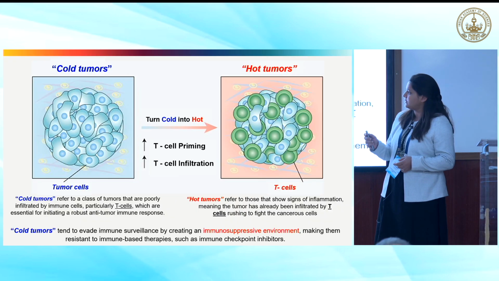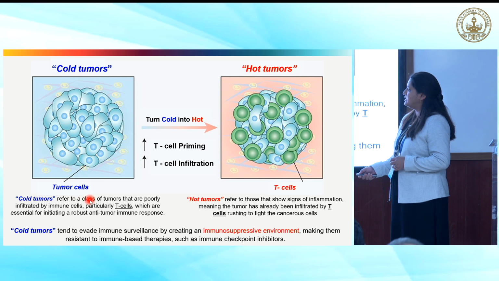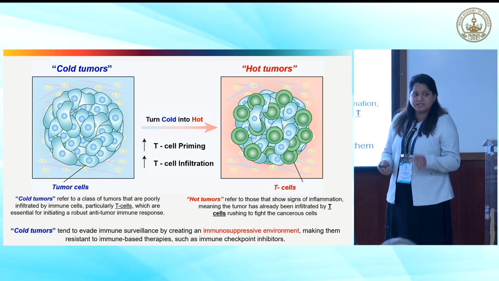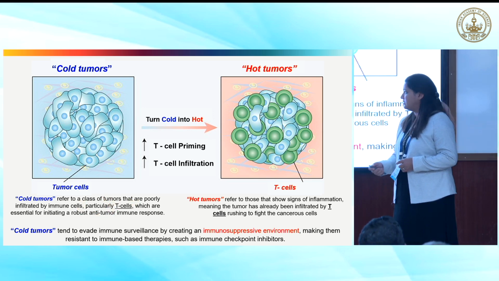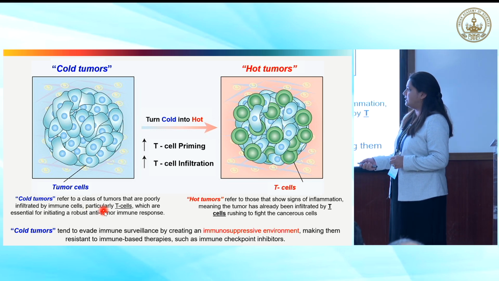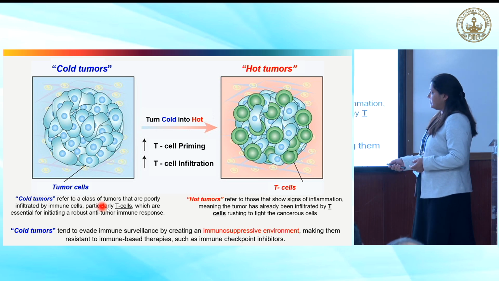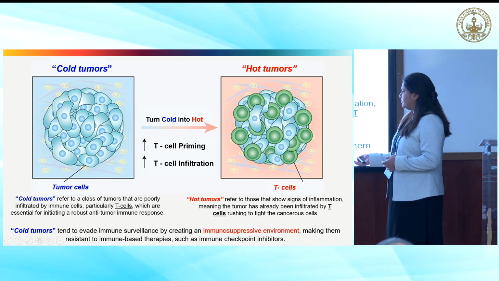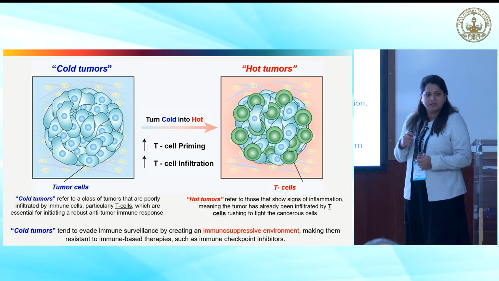So let's start with the cold and the hot tumors. What are cold tumors? These are the class of tumors which are poorly infiltrated with immune cells, especially T cells. You must have heard the terminology T cells among the immune cells. In this case, since there are hardly any T cells, the immune response is kind of inactive. At the same time, hot tumors do show signs of inflammation. There is a lot of infiltration of T cells, and they are always ready to fight the cancer cells.